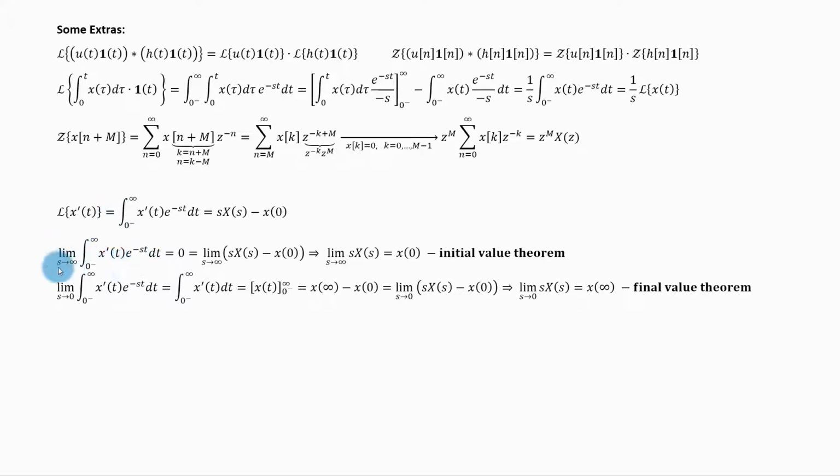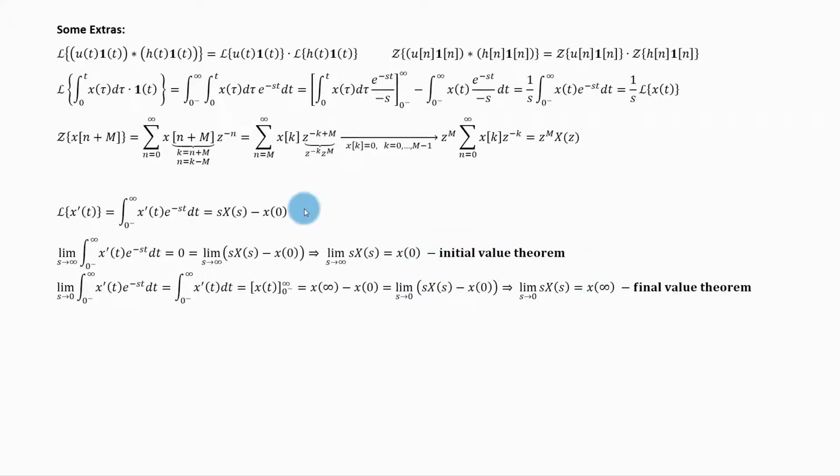Here if s goes to infinity, this exponential will go to 0 for any positive time, therefore this integral will be 0. On the right hand side I will have this limit, and this limit is supposed to be equal to this limit, which is 0. Consequently, the limit of this expression is this initial value of the signal. We call this formula the initial value theorem.